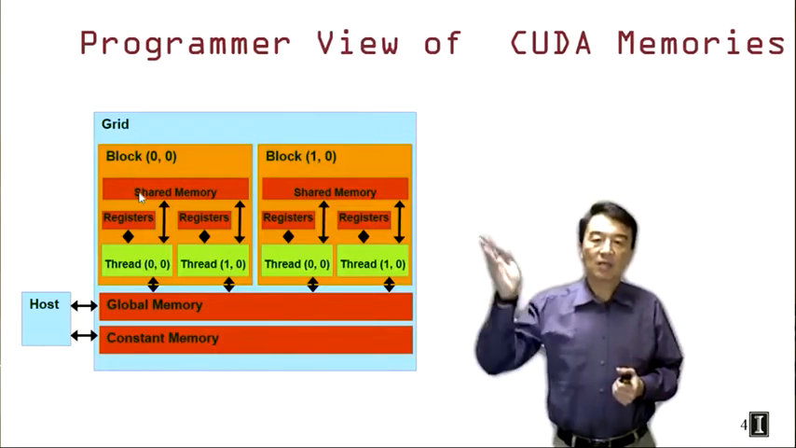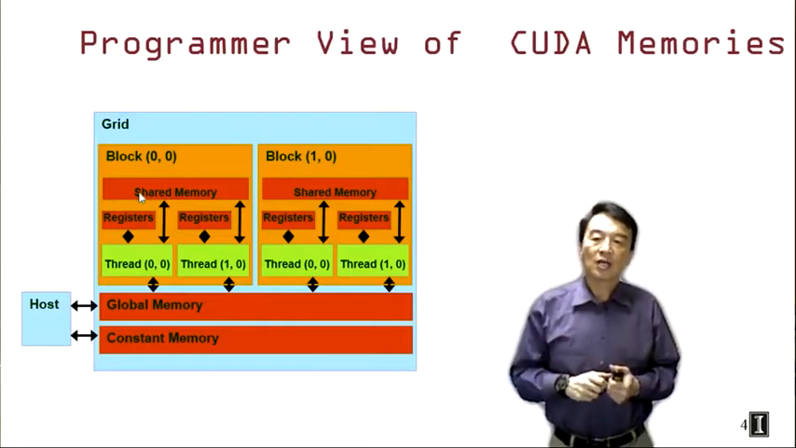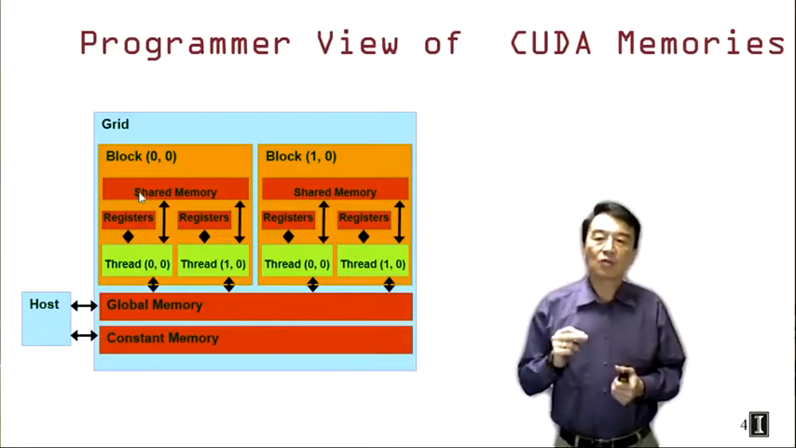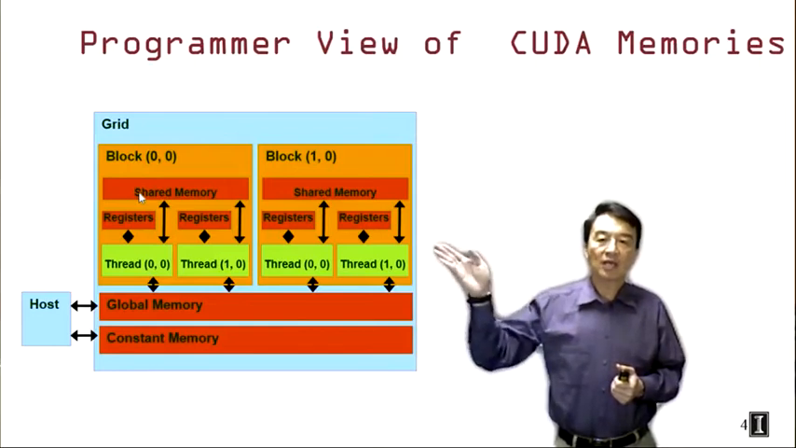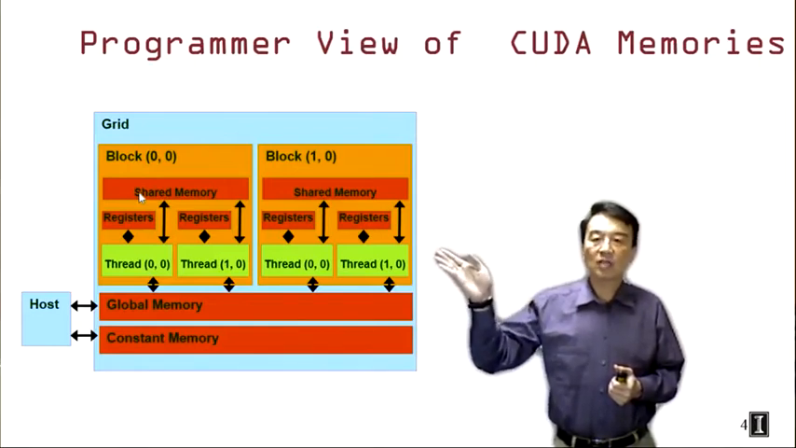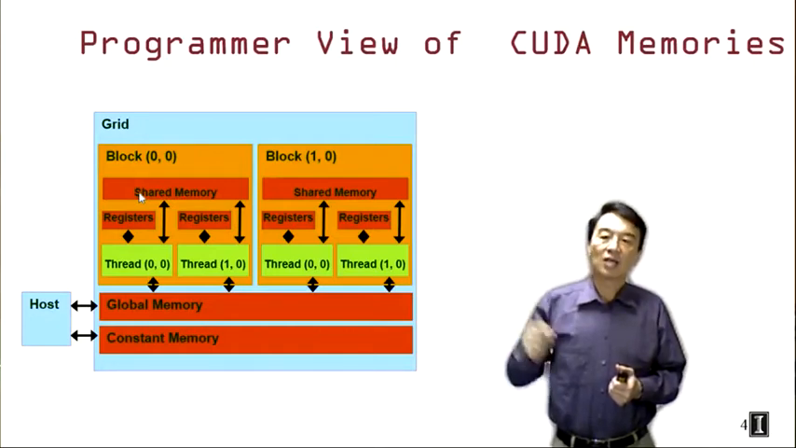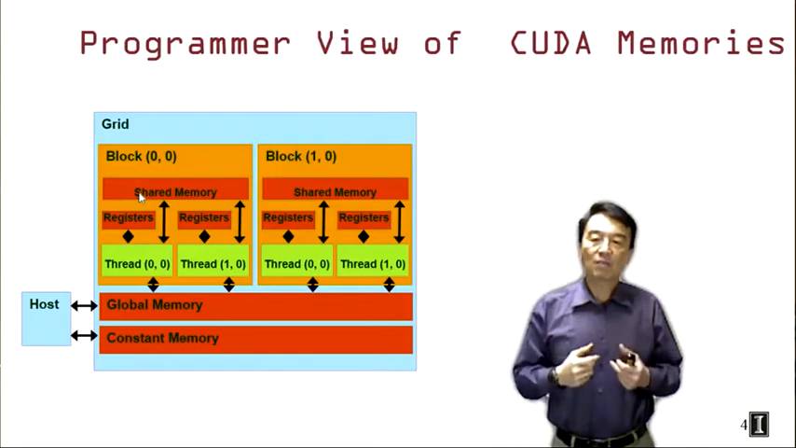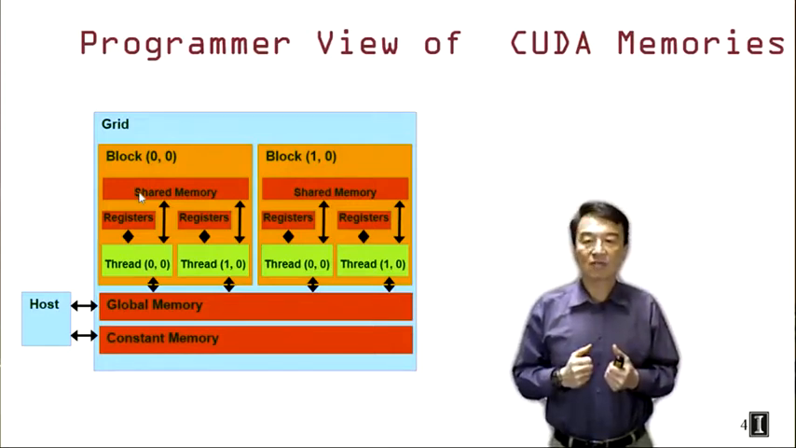Now let's move up to the next level. Here we see the registers. And every thread will be able to use a set of registers to hold their private variables. And so this is shown by having the registers only connect to their particular respective threads. So any variable that a thread places into registers will only be visible to that same thread. Other threads will not be able to see the value of those variables.